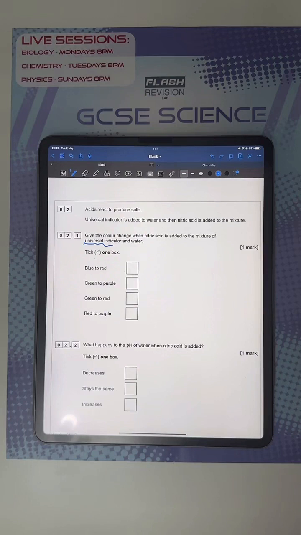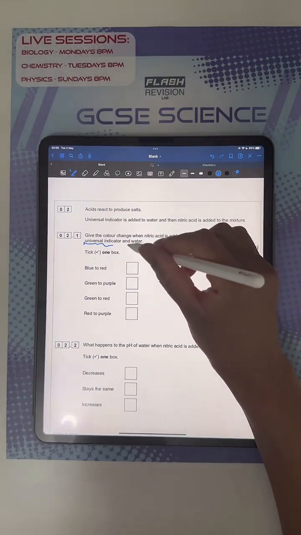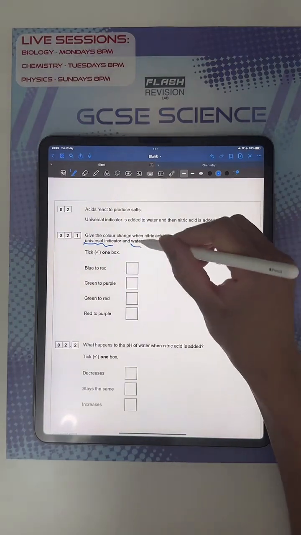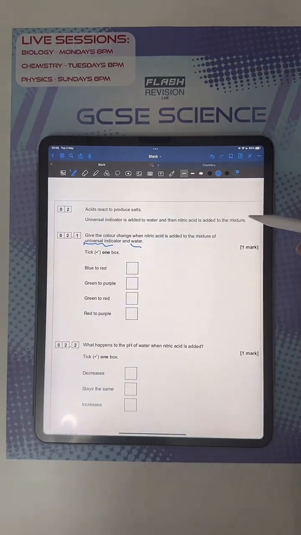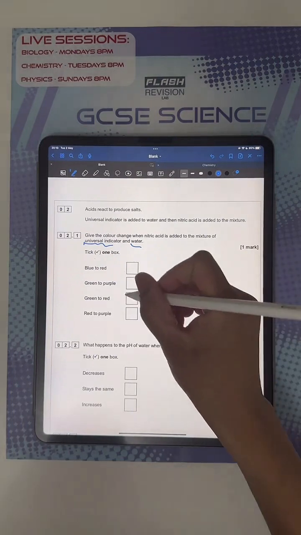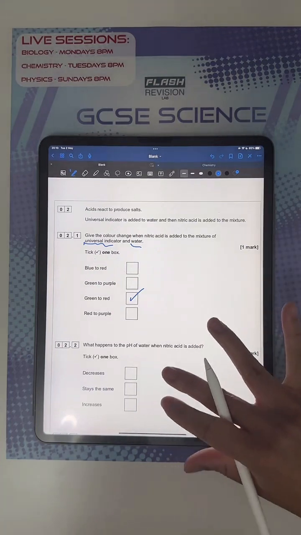Not blue to red, because nitric acid is being added to water. So at the start, you have water and universal indicator. Water is neutral. Nitric acid is acidic. So it's going from neutral to acidic. What color is neutral? Neutral is green. Yep. And then acidic is red. So the answer is going to be green to red. Good.